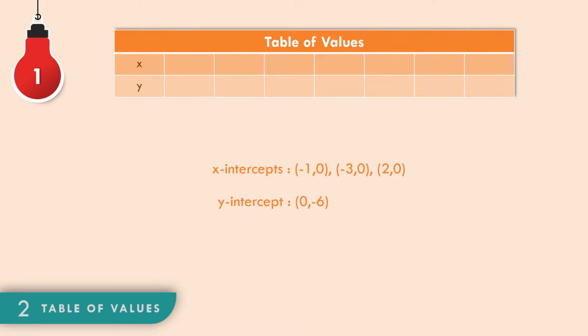Let us write all the values in the table of values. Let us arrange them from negative to positive. So negative 3, 0, then negative 1, 0, on the left side, to positive 2, 0, on the right side, and 0, negative 6 after negative 1, 0. So in the number line, that is negative 4, negative 3, negative 2, negative 1, 0, 1, and positive 2.